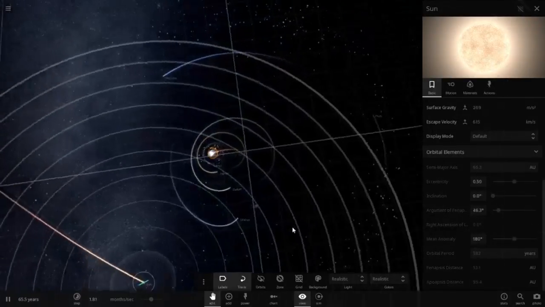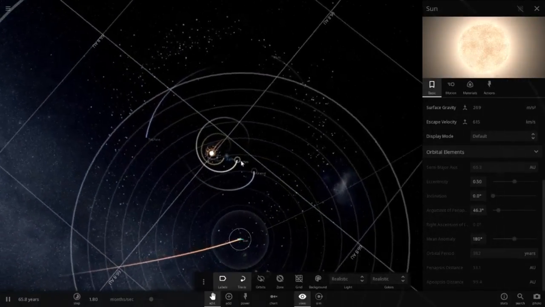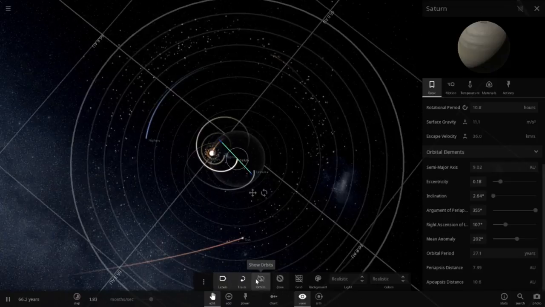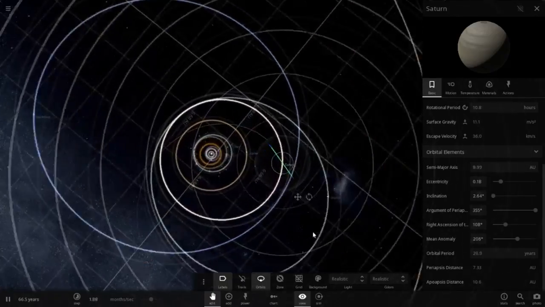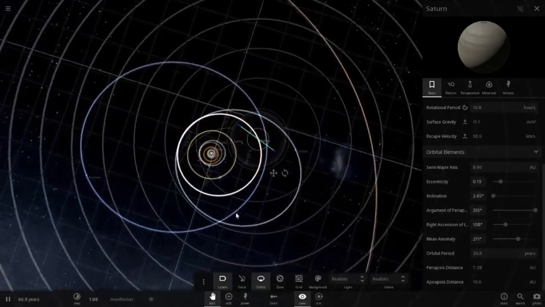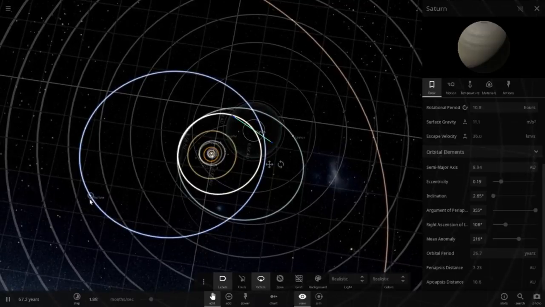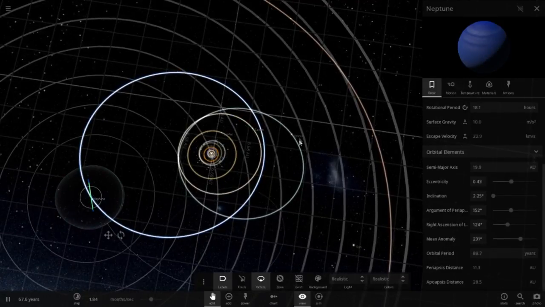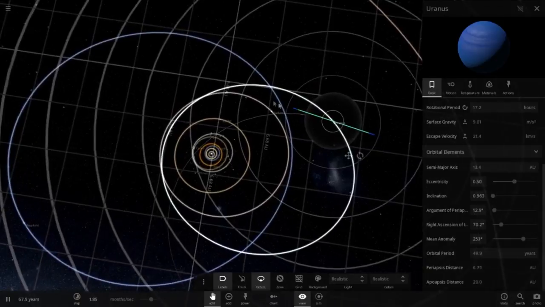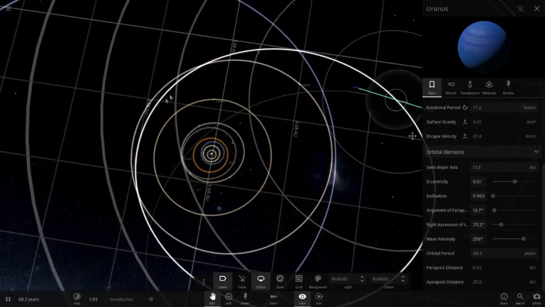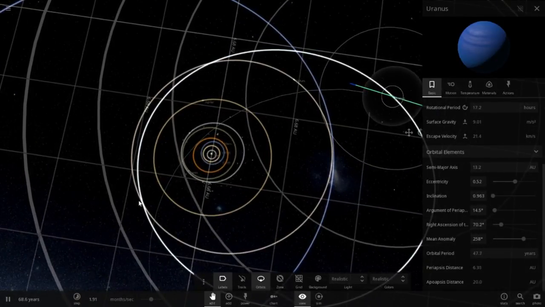The other sun is now basically past our system. But if we take a look at orbits, wow, things have changed. Neptune's orbit is very different now. Uranus is crossing in within the orbit of Saturn.